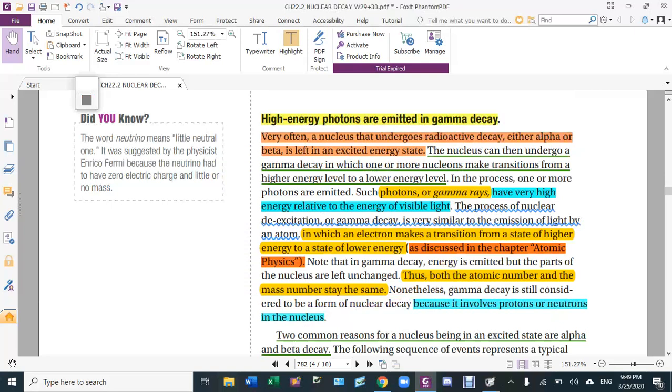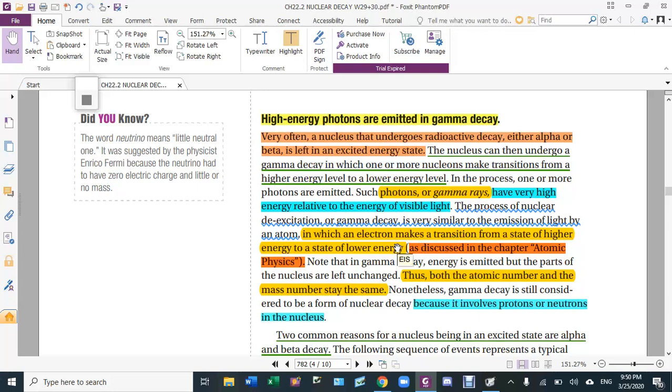Now, high-energy photons are emitted in gamma decay. When a nucleus undergoes a radioactive decay, either alpha or beta, it is left in an excited energy state. The nucleus can then undergo a gamma decay in which one or more nucleons make transitions from a higher energy level to a lower energy level. What happens in this process? One or more photons are emitted.